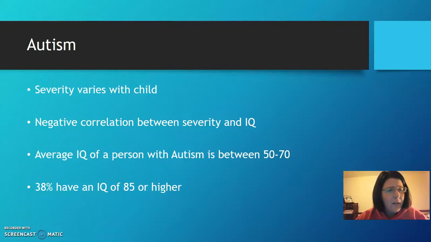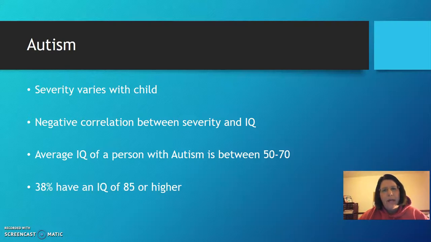Autism varies incredibly with the child. There's a negative correlation between the severity and the IQ. So the more severe the autism, the lower the IQ. The less severe the autism, the higher the IQ. The average IQ of a person with autism is between 50 and 70, and 38% of people with autism have an IQ of 85 or higher. So approximately 40% of people with autism have an average IQ.